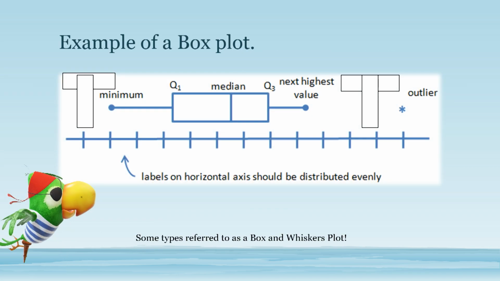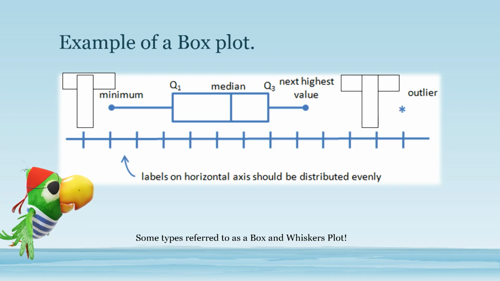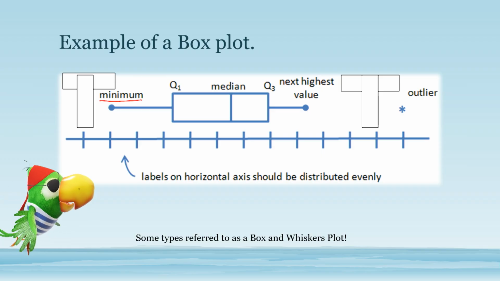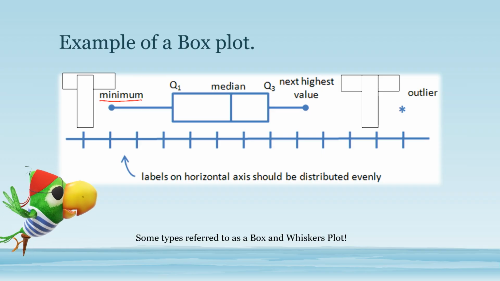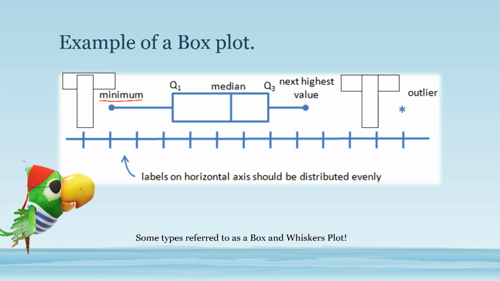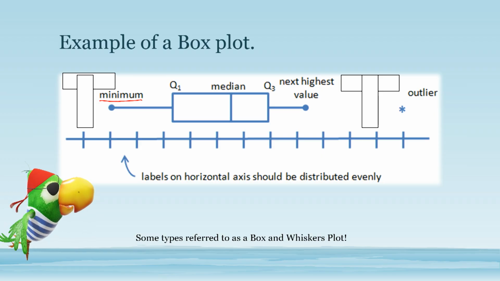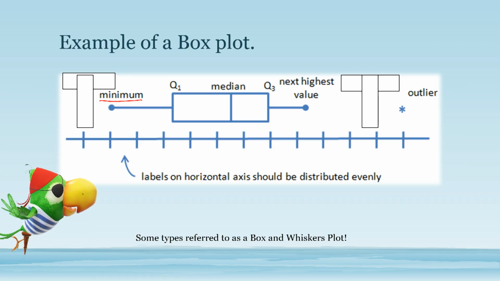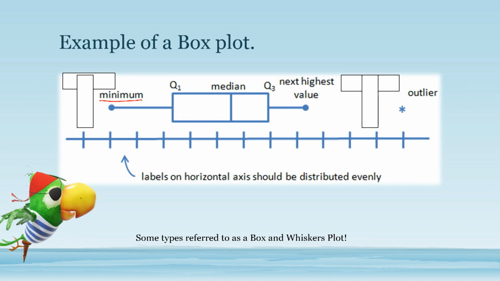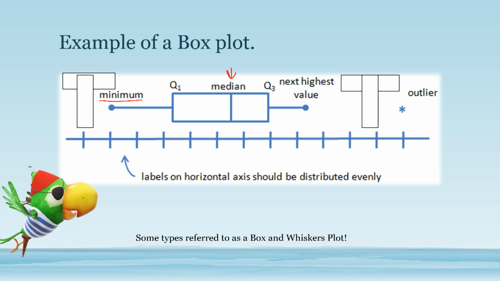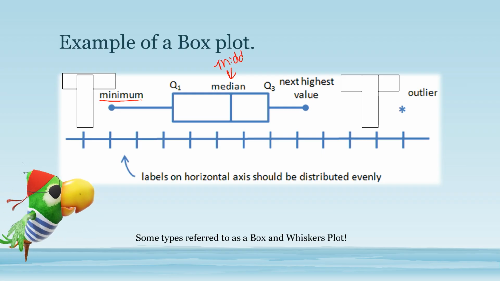So let's look at this. This is an example of a box plot. So our minimum is all the way down here. It is the smallest value of whatever data that we're looking at. We have our maximum up here, which is our maximum of our data. And then we have an outlier. It's one that's kind of not set with the majority of our data. We have our Q1 and Q3, and then the median is always in the middle.